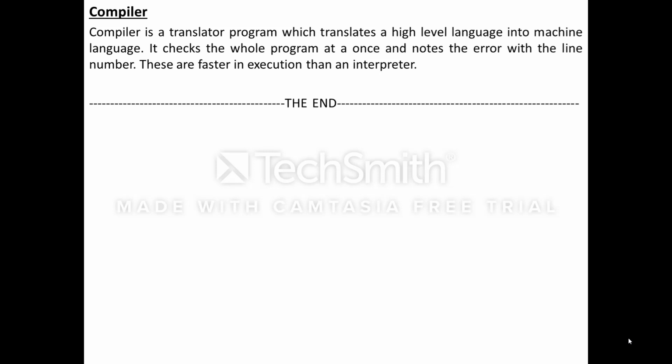Right? So in a way, these are faster than an interpreter. Why? Because it is checking the entire program at a time and then telling you that so and so line number has some error, whereas an interpreter checks line by line and it stops. If for example in all the 10 lines there is an error, 10 times you will have to execute the program, right? Whereas in a compiler you only have to execute it once. It will tell you the errors at once only.